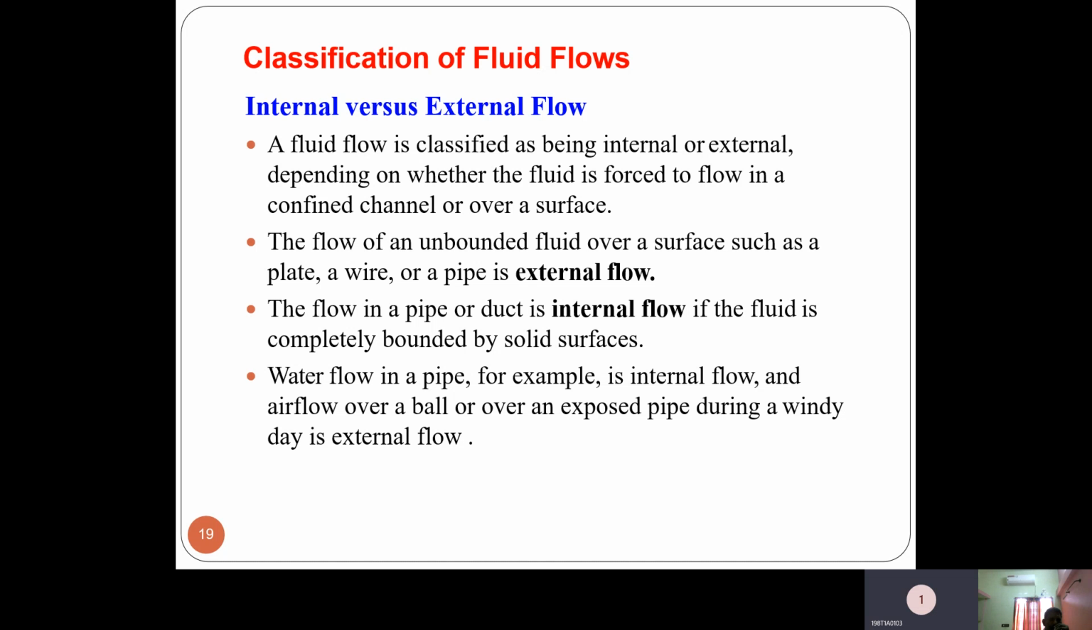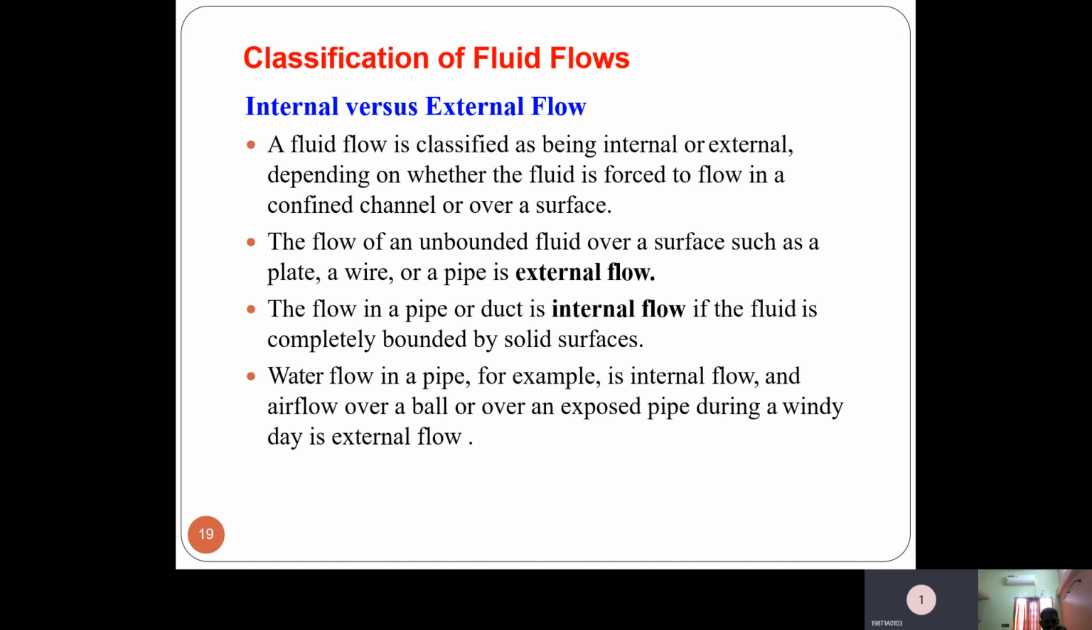Classification of fluid flow. A fluid flow is classified as being internal or external, depending on whether the fluid is forced to flow in a confined channel or over a surface. A flow of an unbounded fluid over a surface, such as a plate, a wire or a pipe, is the external flow. Understand? Unbounded flow, flowing over certain objects, is called external flow.